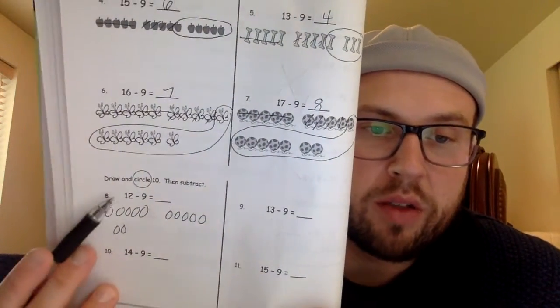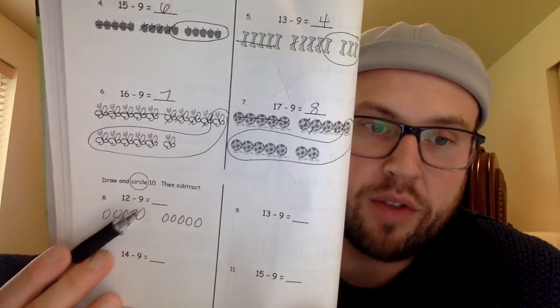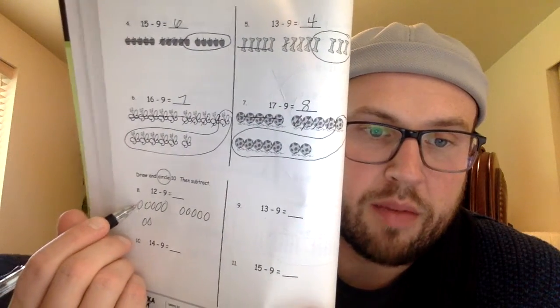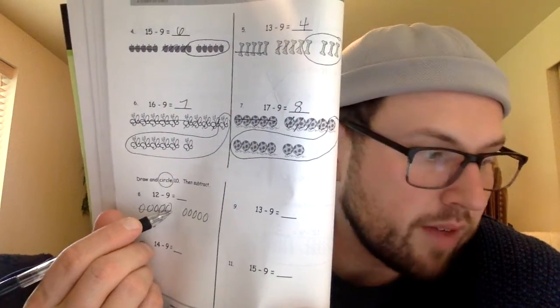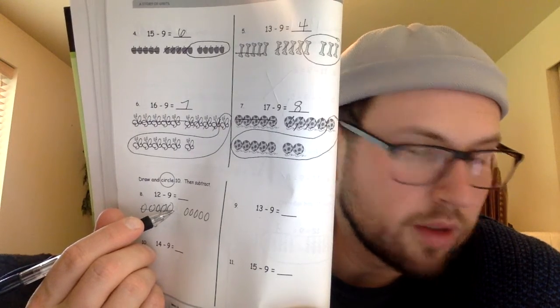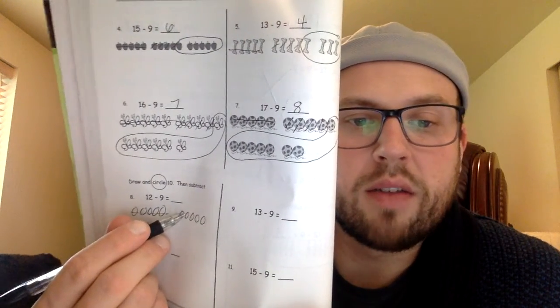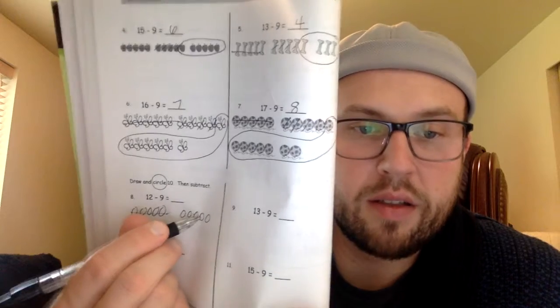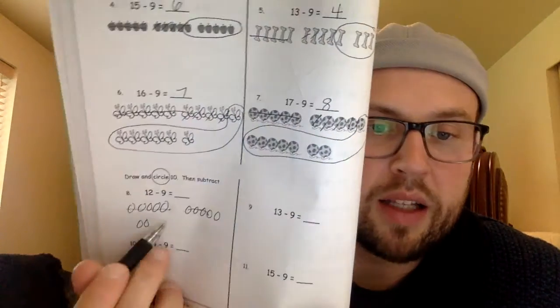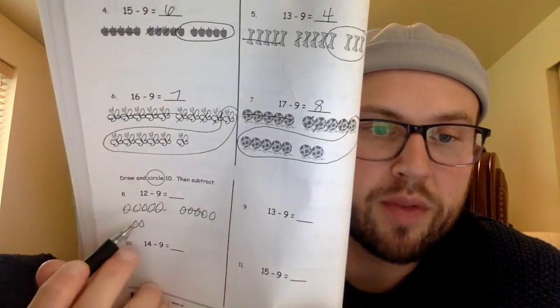So I drew 12 circles because that's the whole, and I'm going to take 9 of those away. So I can just automatically cross these off because I know that's 5. 6, 7, 8, 9. Okay, so cross those out. And then count what's left over. 1, 2, 3. So the answer is 3.